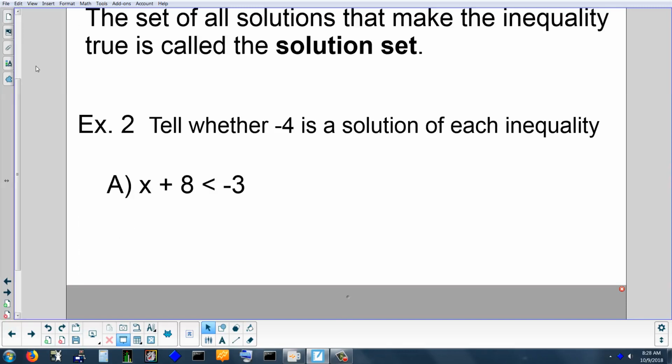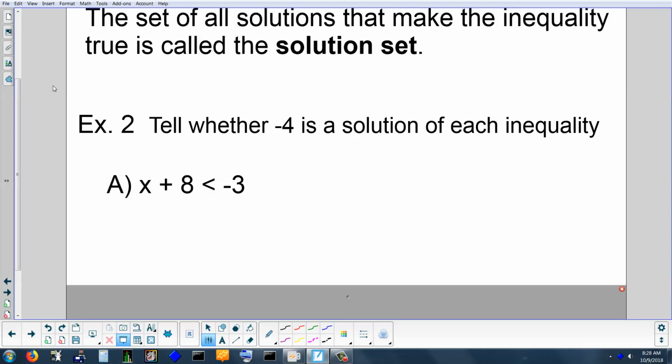But again, sometimes it might say simplify. For a type of problem where I have to plug in a number for a letter, what's that called? Starts with an E. Evaluate, right? So I know it doesn't say that here, but that's what we're doing. We're evaluating. See if it works. All right? So tell whether -4 is a solution of each inequality.